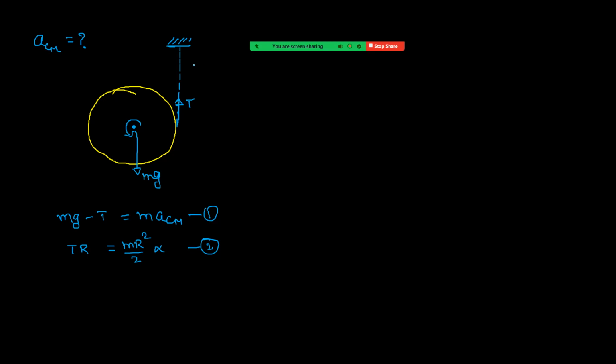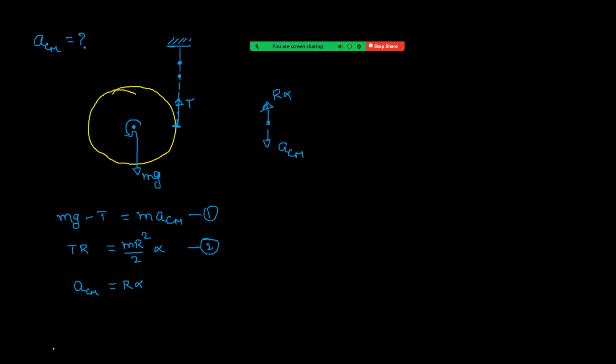You can see for any point on the string, acceleration is zero. Means for this point also, acceleration is zero. That means R alpha because of rotation is upwards, and because of translation ACM is downwards. Resultant is ACM minus R alpha, equal to zero, because each and every point on the string has zero acceleration. So the next condition is ACM equal to R into alpha. Right? Now we have to simplify.